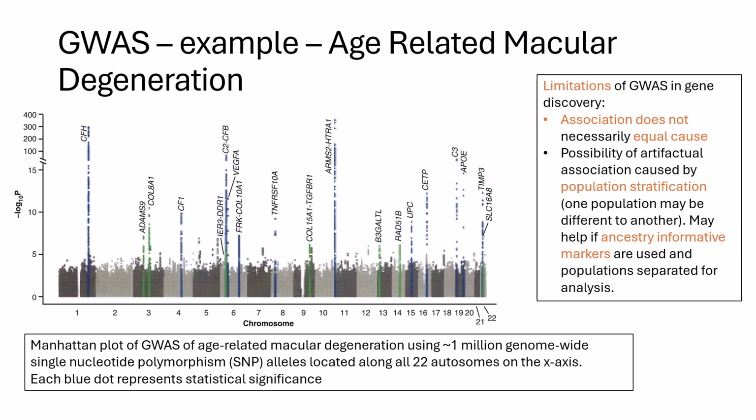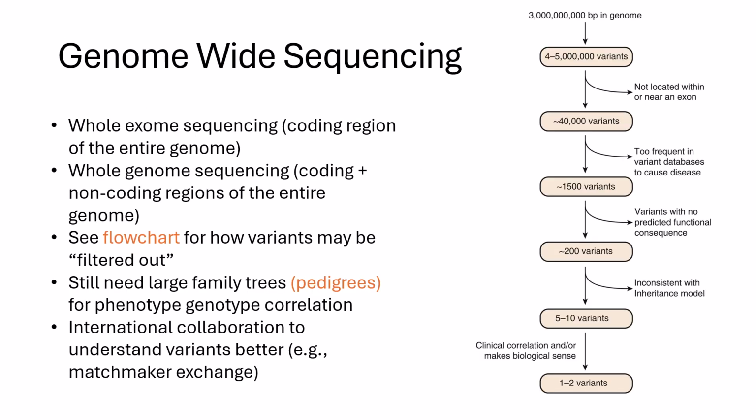There is also a possibility of artifactual association caused by population stratification, which simply means that in one population we might actually see that these markers are heavily associated, whereas this may not replicate in another population. It may help if ancestry informative markers are used and populations are separated for analysis. We've talked about that in our previous lectures as well.